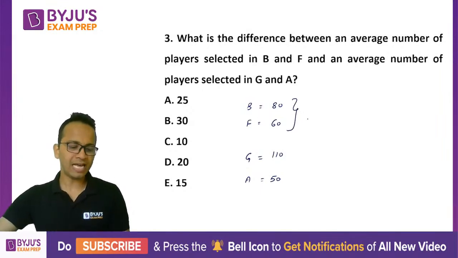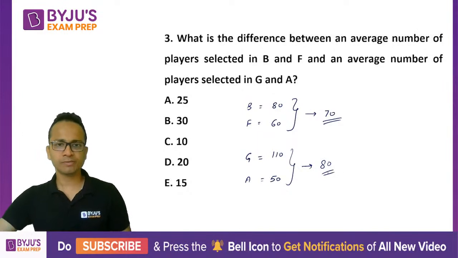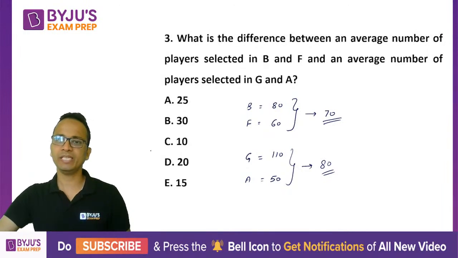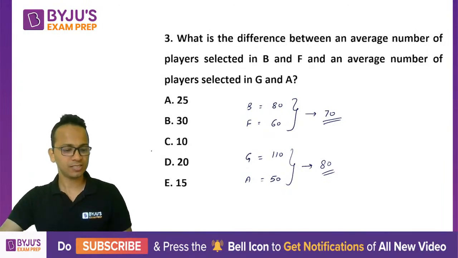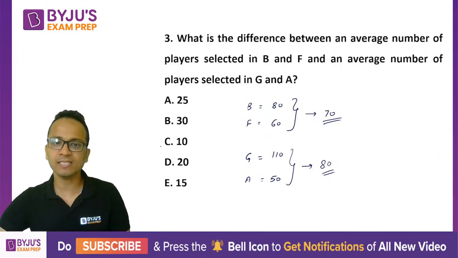Calculating the average is very simple. So here the average is 70, and in the second case what is the average? Average is 80. Now we need to calculate the difference between these two numbers. 70 and 80, we have to calculate the difference, and clearly visible what will be the answer, right? So what should be the answer? The answer should be option C, not option D.